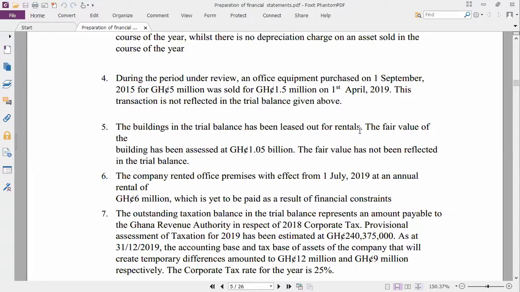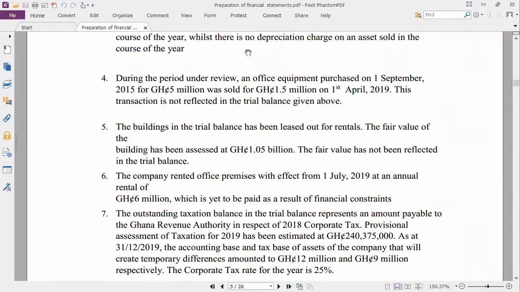Good. So the building in the trial balance has been leased out. That means it's an investment property. Perfect. Now the fair value of the building has been assessed at what?